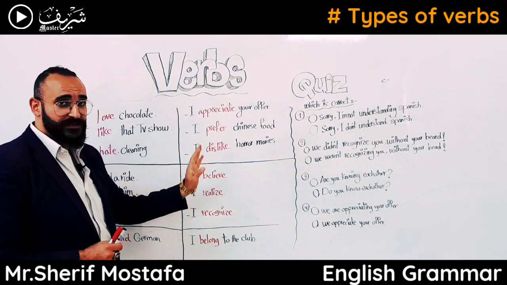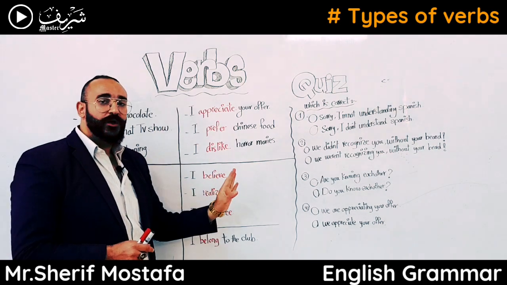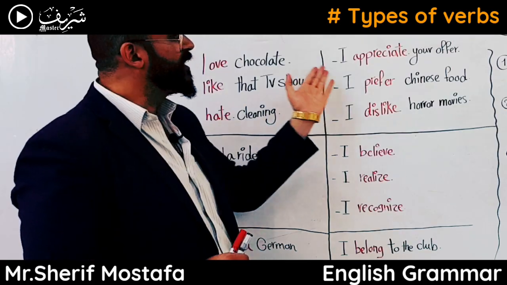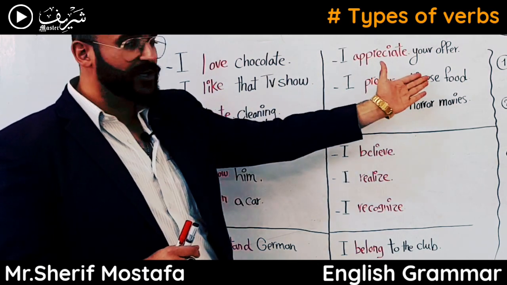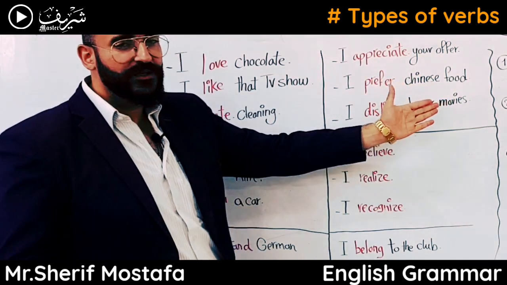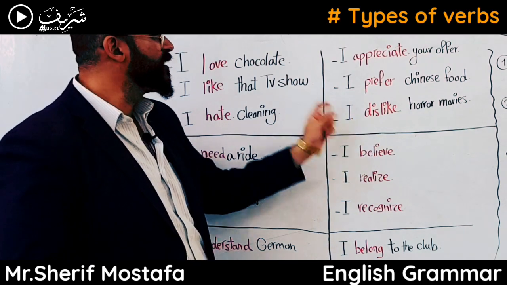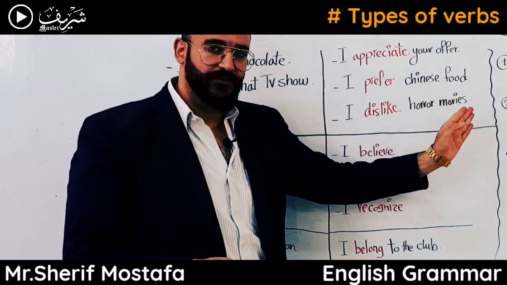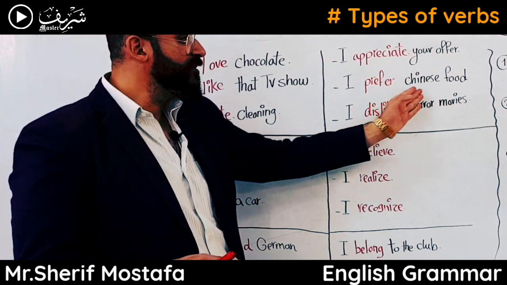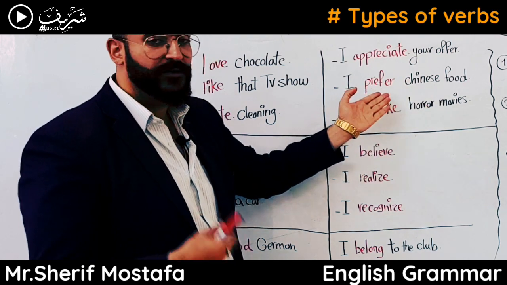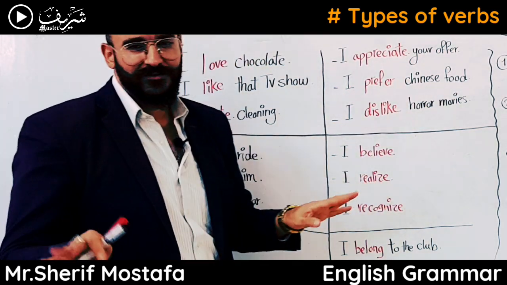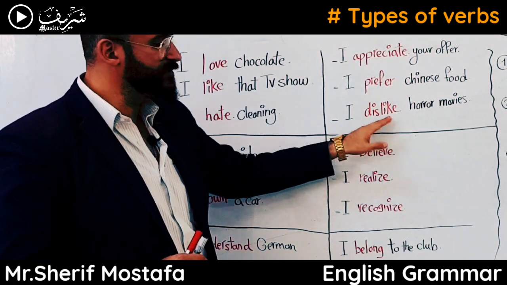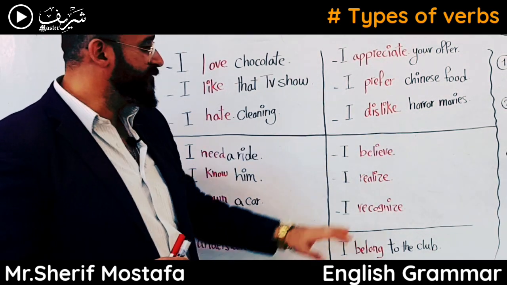We have more advanced stative verbs, which we also use a lot, like appreciate. Like when I say, for instance, I appreciate your offer. It's a very good offer for me. Thank you very much. I prefer Chinese food. Prefer here is a stative verb. I dislike horror movies. I don't like them. I don't watch them. So dislike as well is a stative verb.